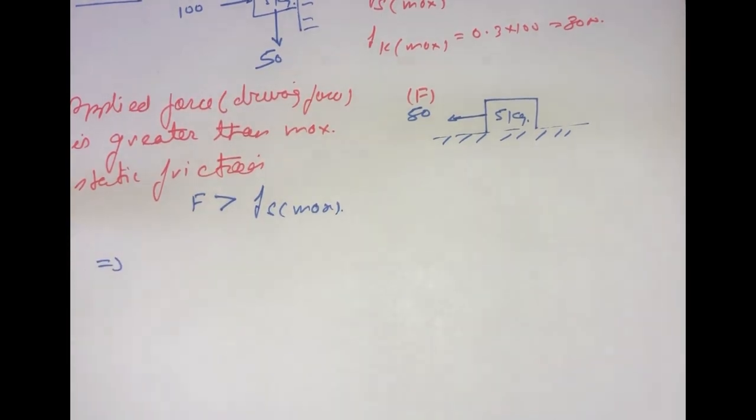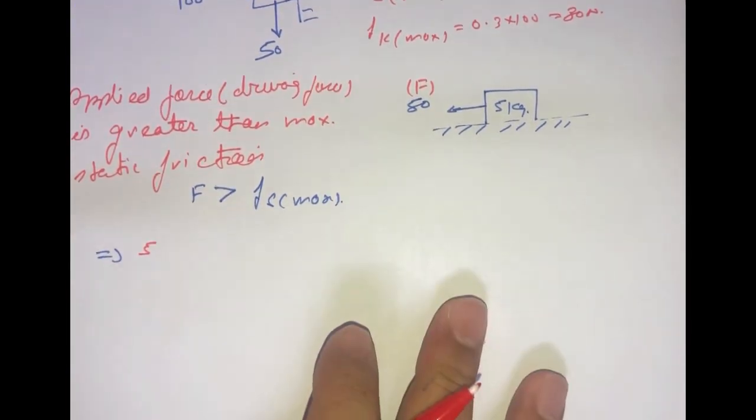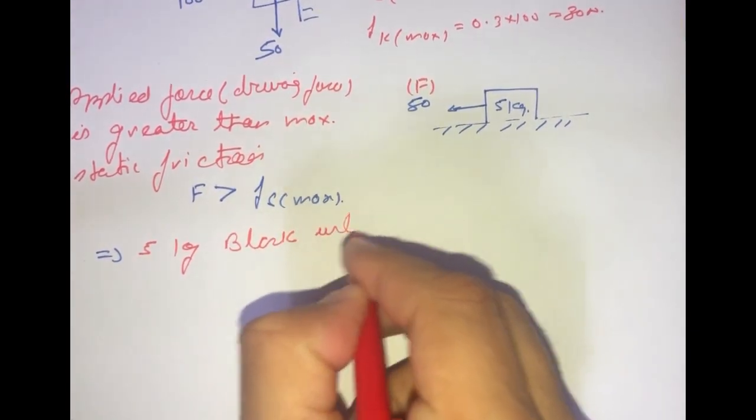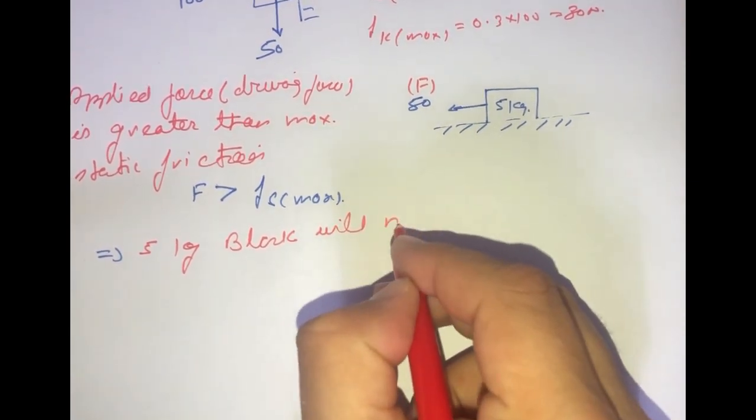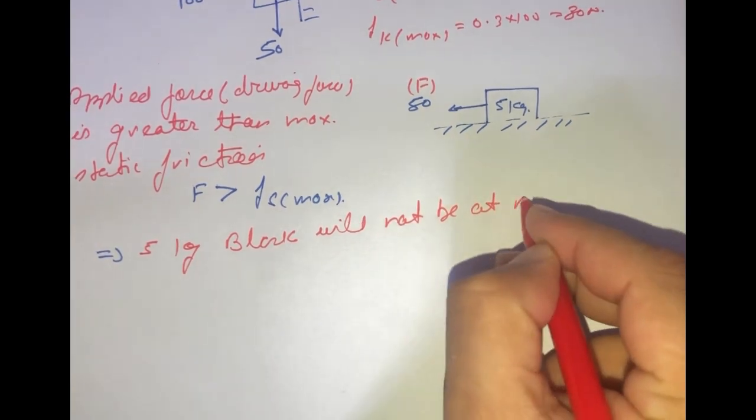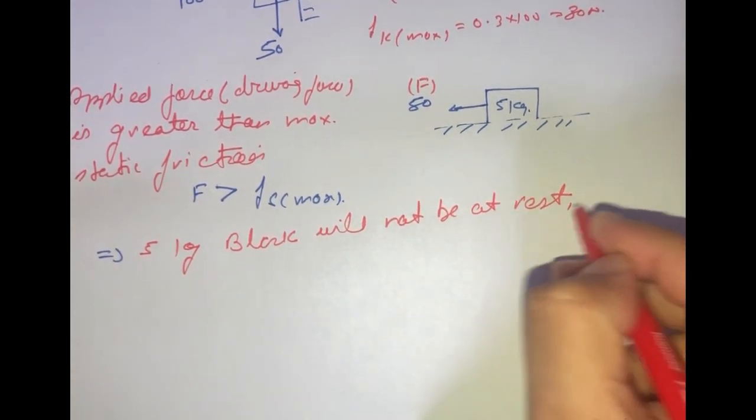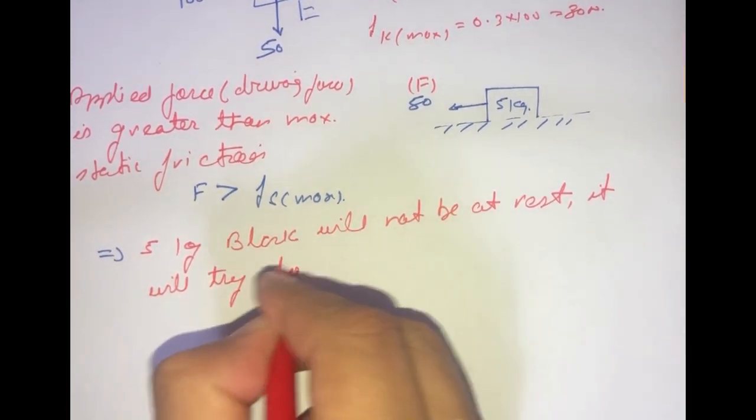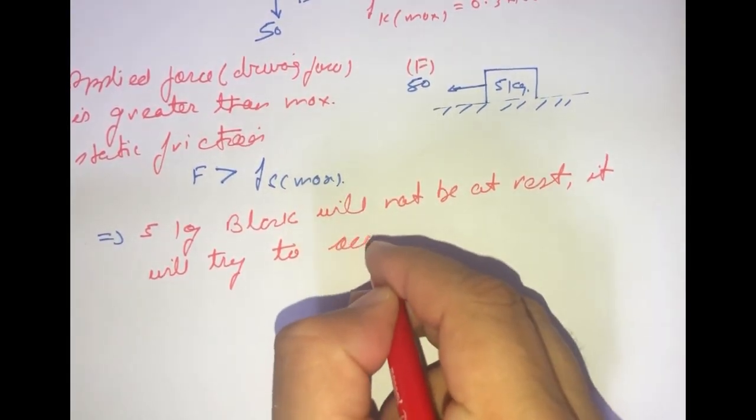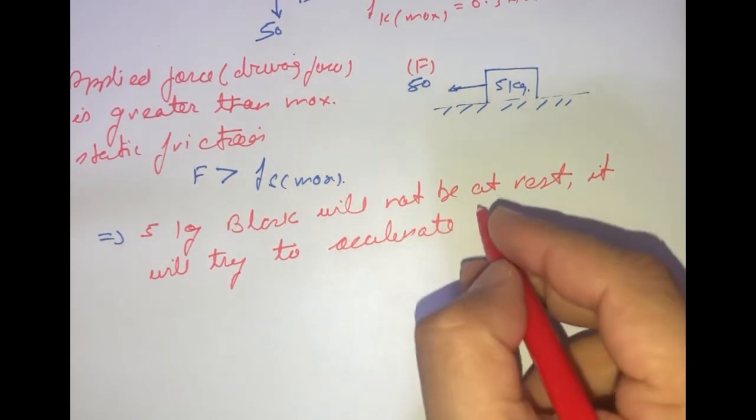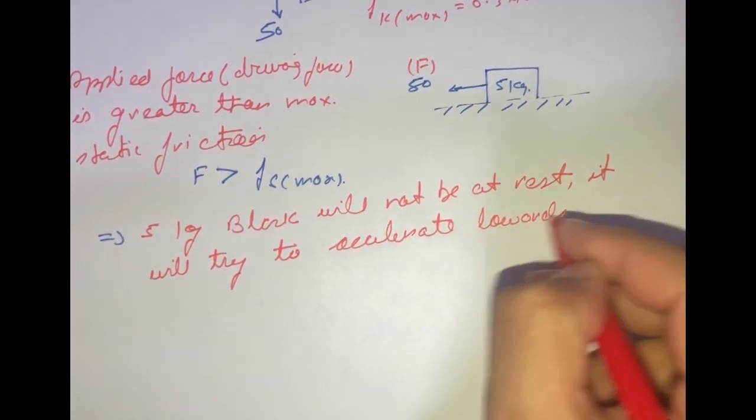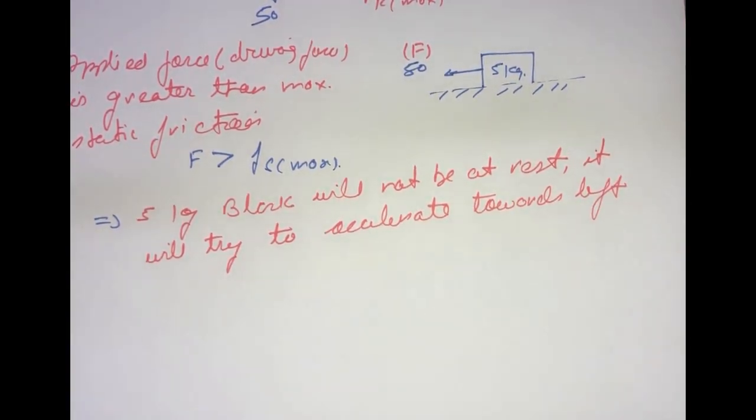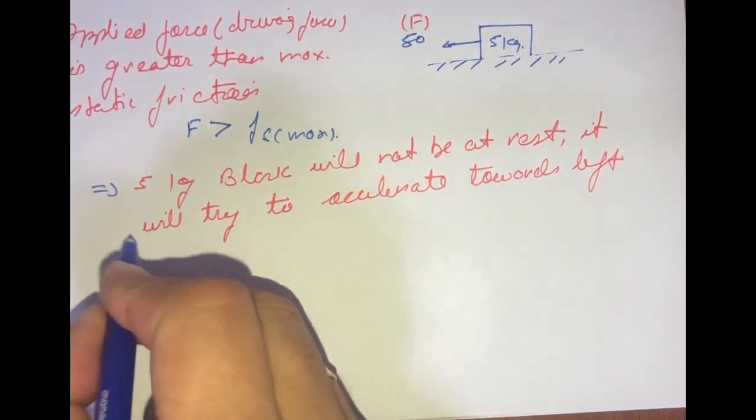This implies that the 5 kg block will not be at rest, it will try to accelerate towards the left side, towards left. Toward left basically means in the downward direction, or left means downward.